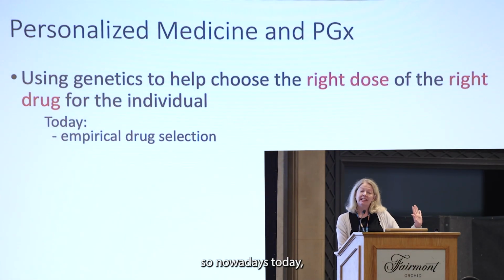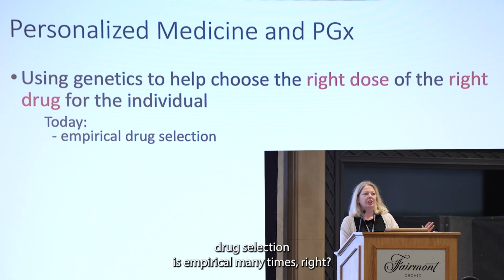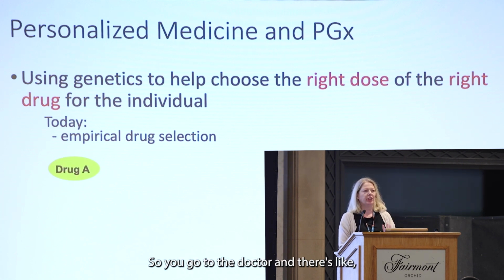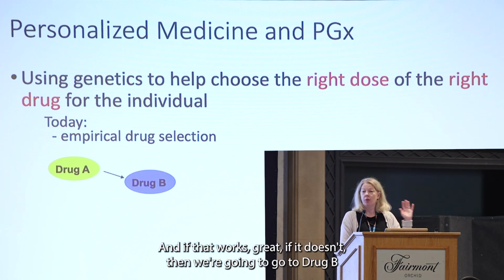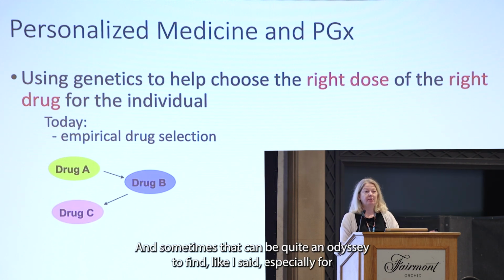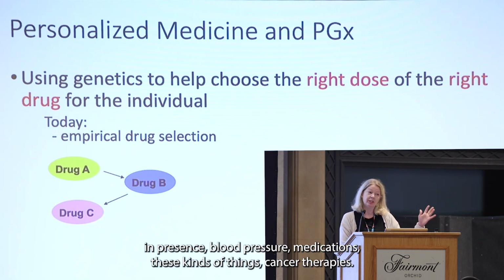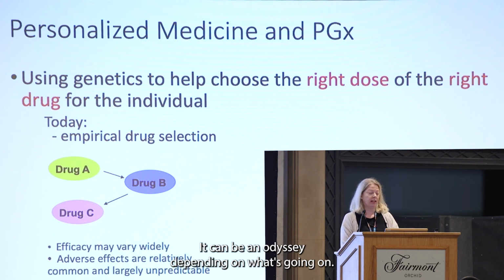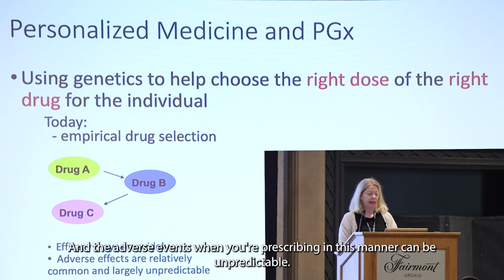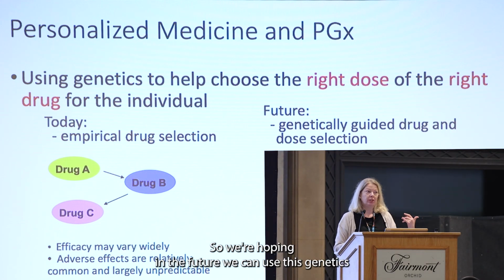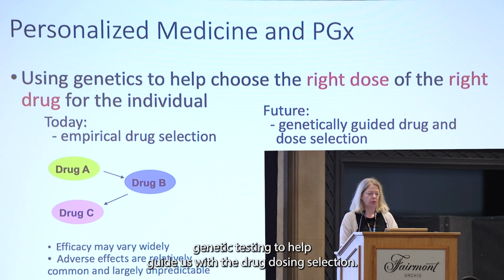Okay, so nowadays today, drug selection is empirical many times, right? So you go to the doctor and they say, okay, we're gonna try drug A for you, and if that works, great. If it doesn't, then we're gonna go to drug B, and so forth. And sometimes it can be quite an odyssey to find the right drug, especially for antidepressants, blood pressure medications, cancer therapies. That's because the efficacy may vary from person to person, and the adverse events when you're prescribing in this manner can be unpredictable. So we're hoping in the future we can use this genetic testing to help guide us with the drug dose and selection.